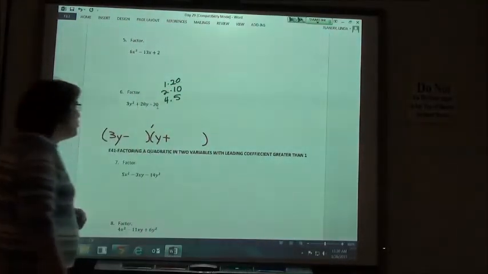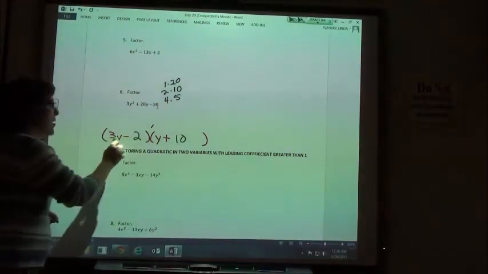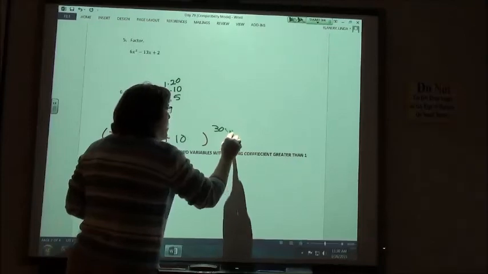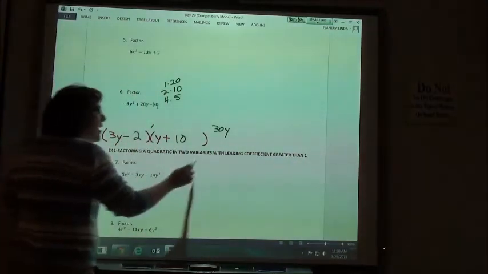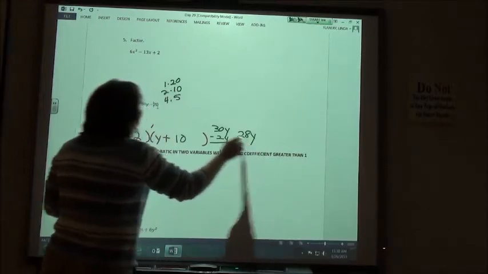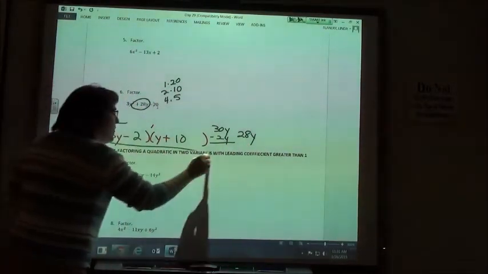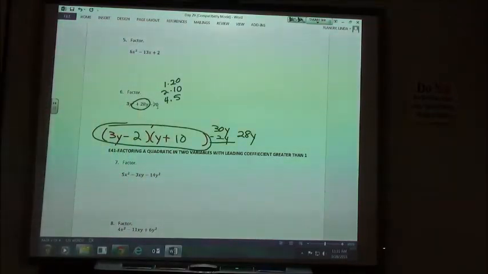So I try my 2 and my 10. If I put my 2 and my 10 in there, 3y times 10 is 30y. Negative 2 times y is negative 2y. Oh, there's my positive 28y that I wanted in the middle. So after a bunch of guessing and checking, I find that 3y minus 2 times y plus 10 is going to be my answer.